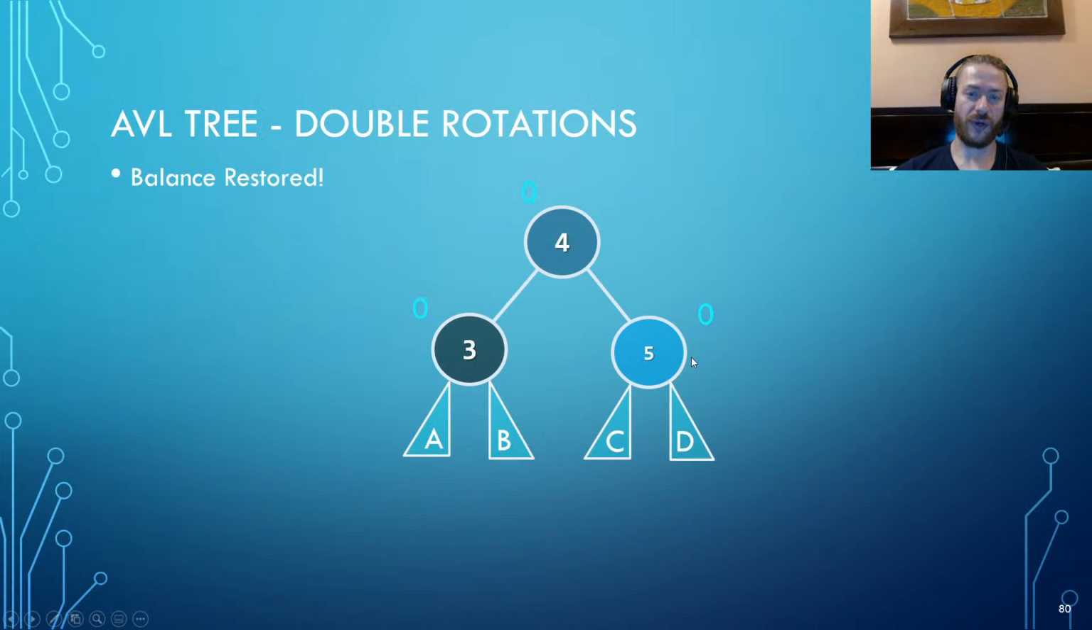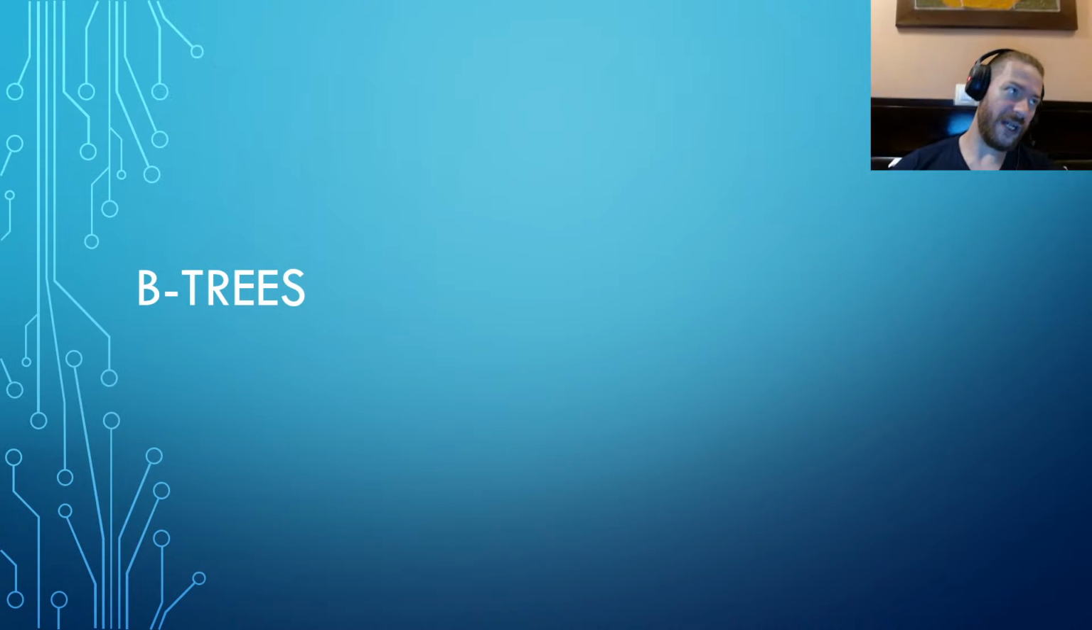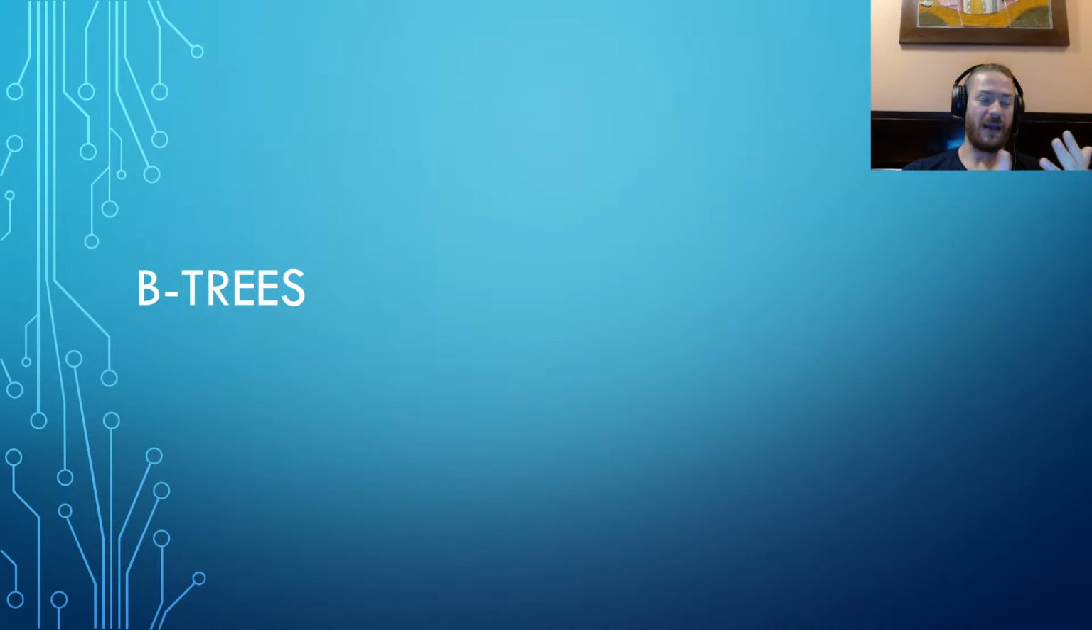That's the AVL tree. The AVL tree adds a balance to the binary search tree. And every time we insert a value to the binary search tree, we try to balance it by rotating nodes.